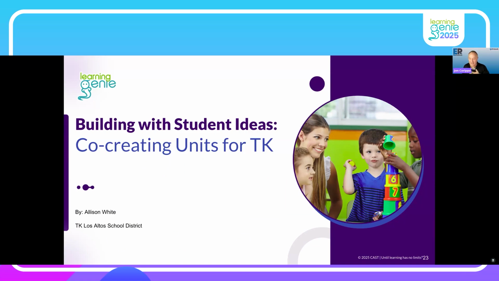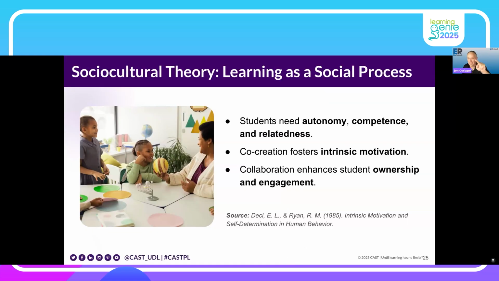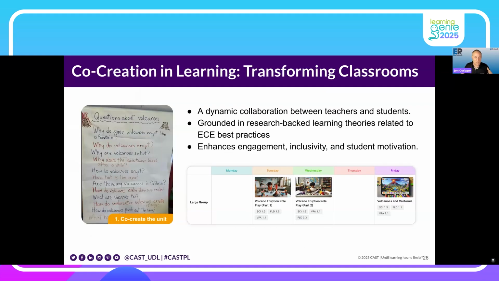This is by Allison White in Los Altos. She's doing this with TK students, which, if you're back east, TK is like transitional kindergarten. These are 4.5-year-olds that are not quite ready necessarily for kindergarten, age-wise. Autonomy, competence, and relatedness, intrinsic motivation, and ownership and engagement. Like I said, Jennifer, that doesn't happen on a worksheet. Here are questions that the teachers facilitated with kids.